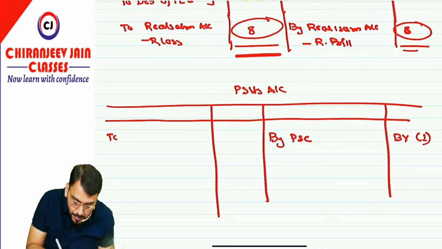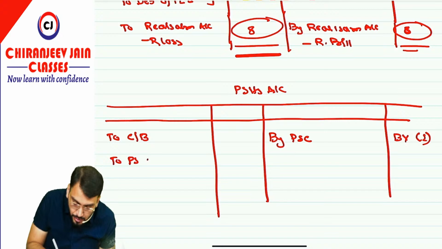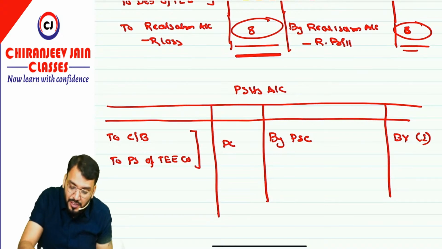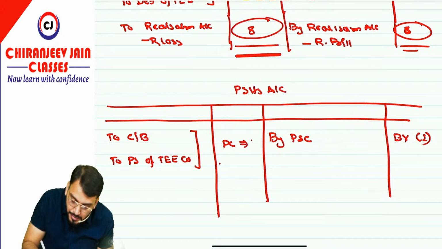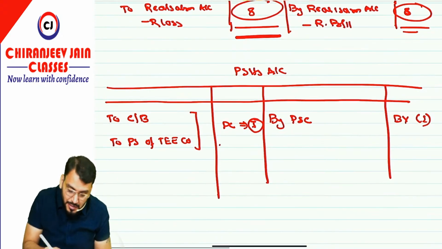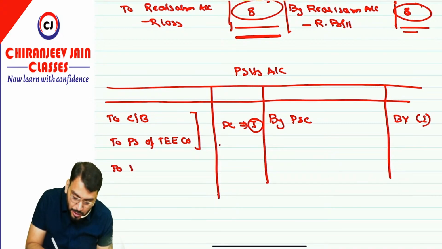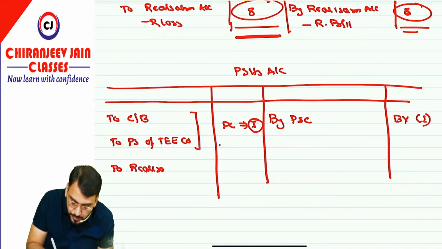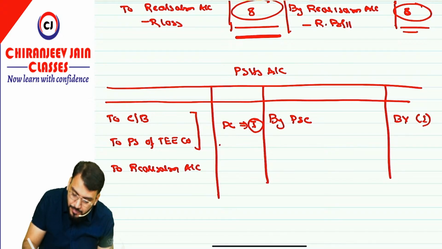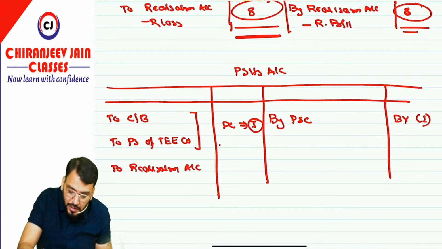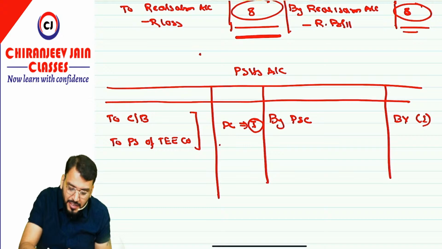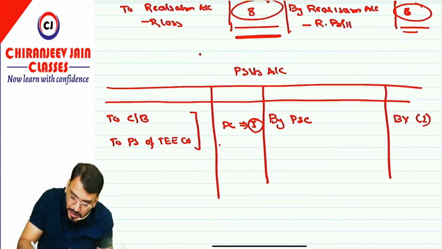Then we'll do payment. So it can be to cash or bank, to preference shares of transferee company. This is nothing but PC payable to preference holder. This is step number 7. Then whatever is the difference will be transferred to realization account. Normally the difference will come on that side, so I am writing on that side only.